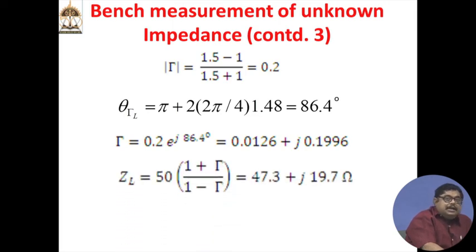Now, ZL and the reflection coefficient are related. This is the basic relation of the Smith chart, and this is always true. So what is the corresponding ZL? This is it. So you can find out the unknown value of the impedance.